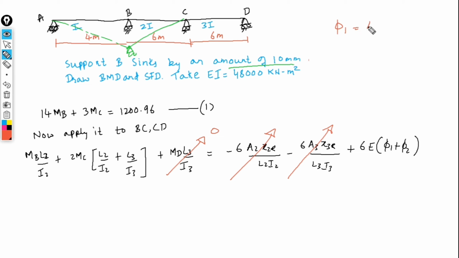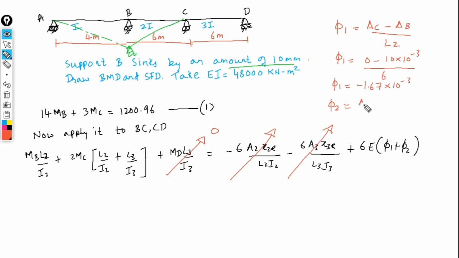Phi1 equal to delta, you are applying it to BC and CD. So C is the intermediate support which will come in phi1 as well as in phi2. Phi1 equal to delta C minus delta B divided by L2, span of BC. Delta C is 0, delta B is given, 10 into 10 to the power minus 3, we have to convert that into meter, divided by 6. So phi1 equal to minus 1.67 into 10 to the power minus 3.